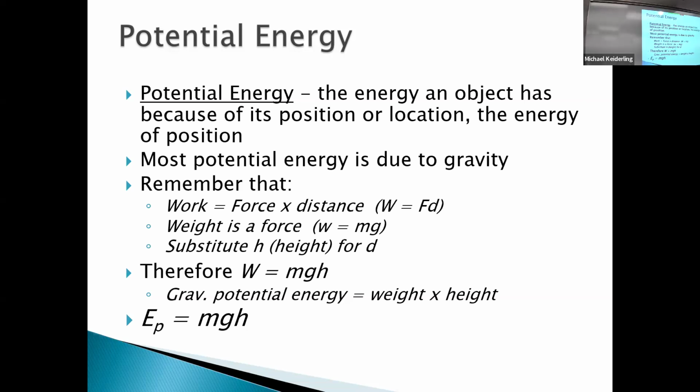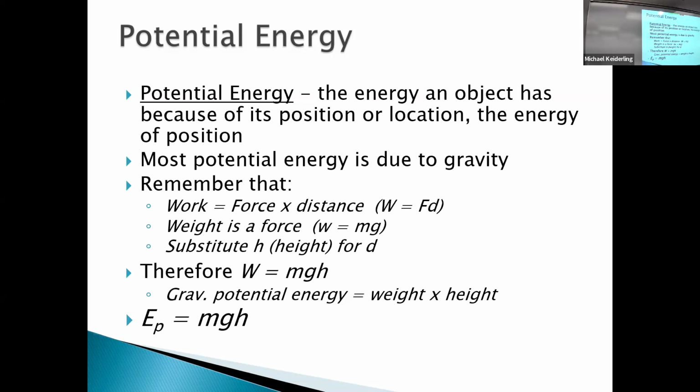So since the work I do against gravity is force times distance, and weight is a force, mg, if we substitute height for distance, gravitational potential energy is mass times g times h. And you can measure the h from anywhere. You can set your h that you measure from wherever is convenient.